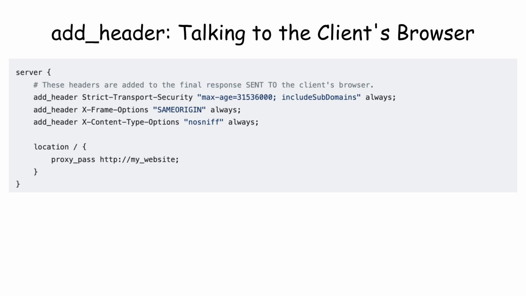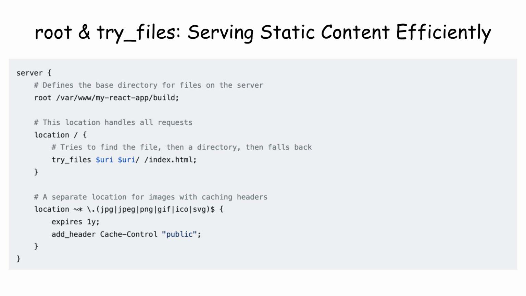While Nginx is a fantastic proxy, it's also incredibly fast at serving static files directly from the disk. The root directive specifies the base directory on your server where the files are located. When a request for /images/logo.png comes in, Nginx will look for it at /var/www/my-react-app/build/images/logo.png.